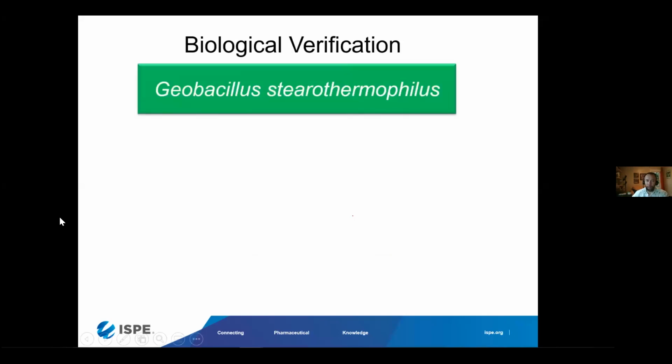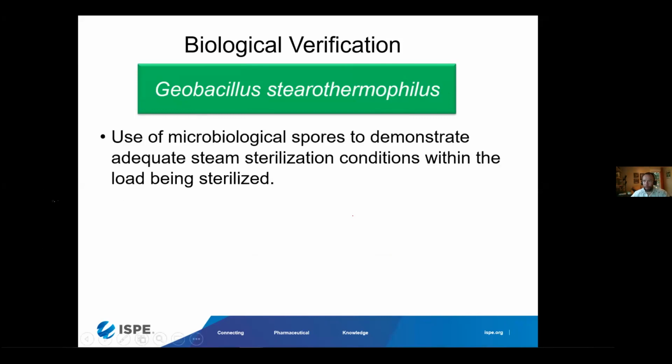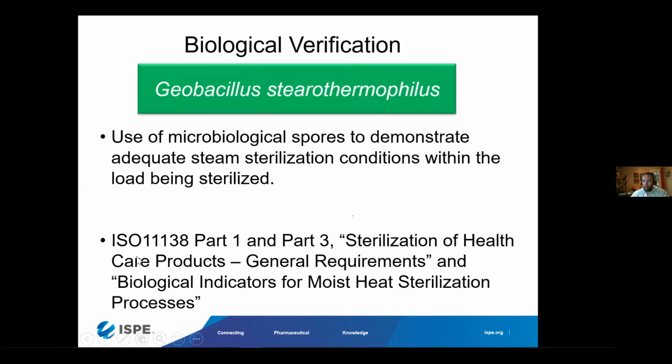Just to reiterate the microbiological performance qualification, the expectation is to use a biological indicator with the organism that's most resistant to steam, which is Geobacillus stearothermophilus. This ISO International Standard 11138 talks about the biological indicator requirements, not only the use of the biological indicator, but probably most importantly, what the manufacturer is doing to produce the biological indicator that meets these specifications.